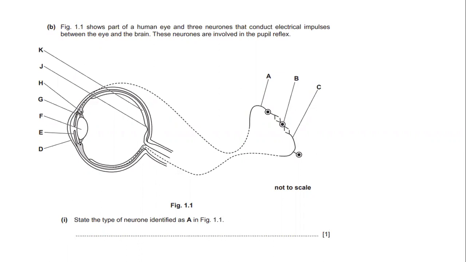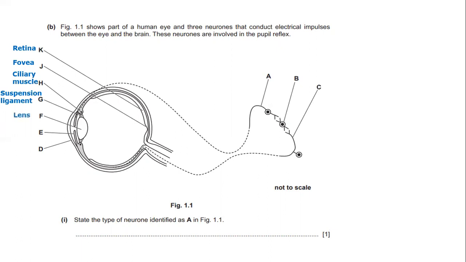Picture 1.1 shows part of a human eye and 3 neurons that conduct electrical impulses between the eye and the brain. These neurons are involved in the pupil reflex. K is retina. J is a fovea. H is ciliary muscle. G is suspension ligament. H is attached to the suspension ligament.